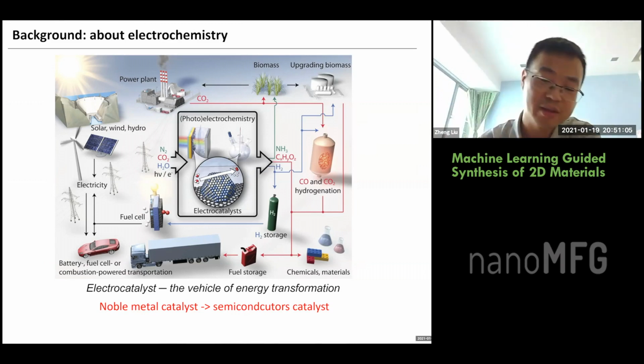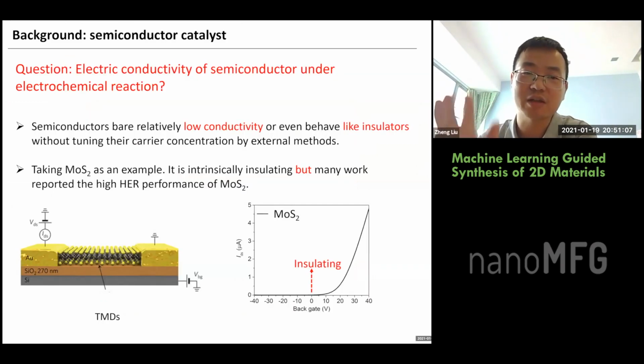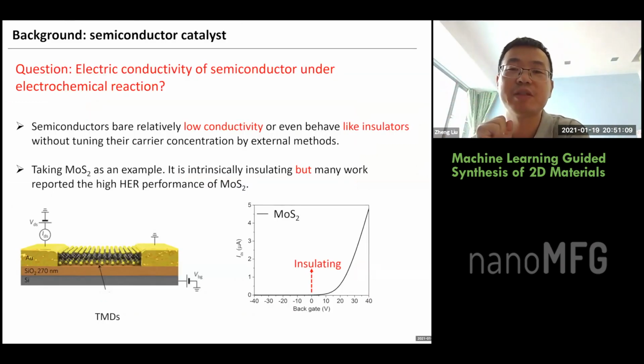So people are thinking, can we use a semiconductor to replace these very expensive materials? So that's a lot of work. They are using different semiconductors. Of course, TMD is one of them.